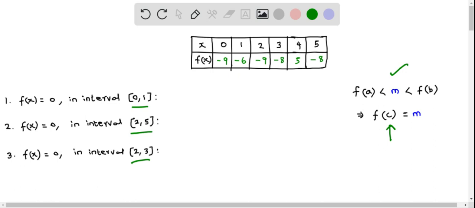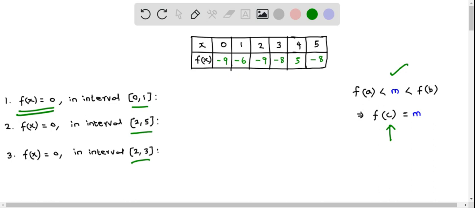Since we are looking for f of x equal to 0 in any one of the intervals, we choose the values of the function at the endpoints and determine whether one of them is positive and one of them is negative. Only if one is positive and one is negative can we easily say that 0 lies between those two values. So let's see how to find this.